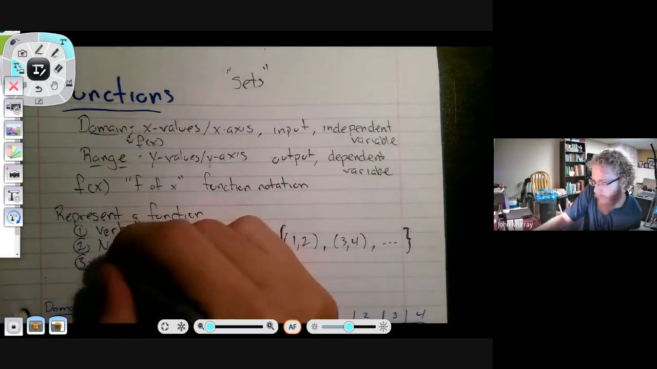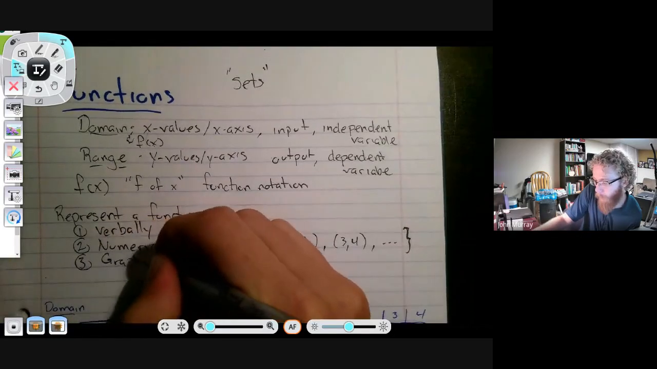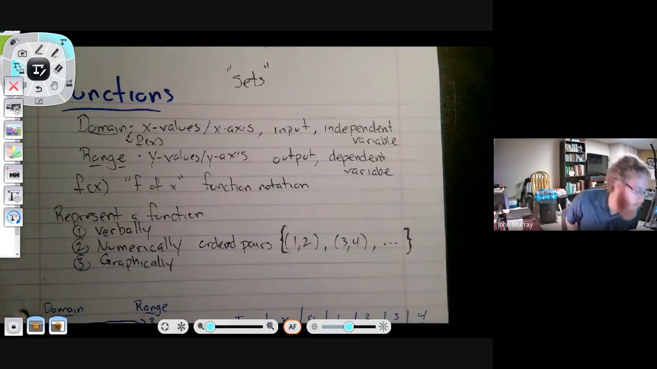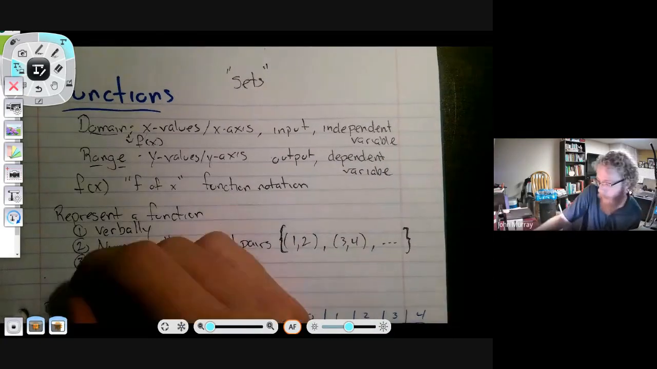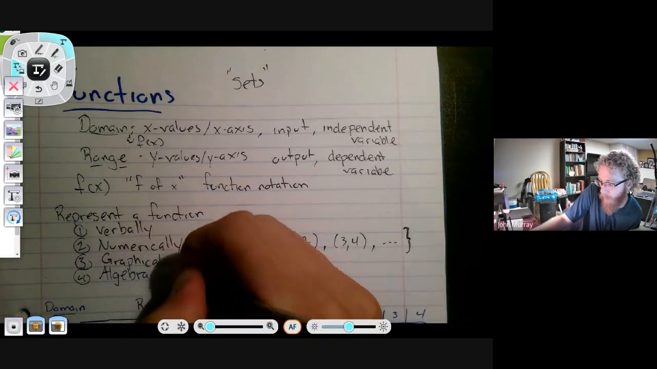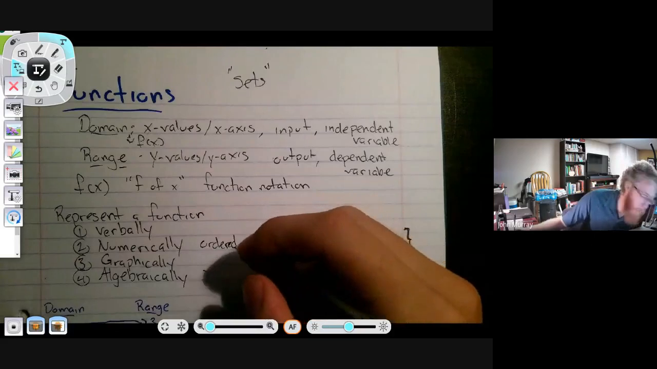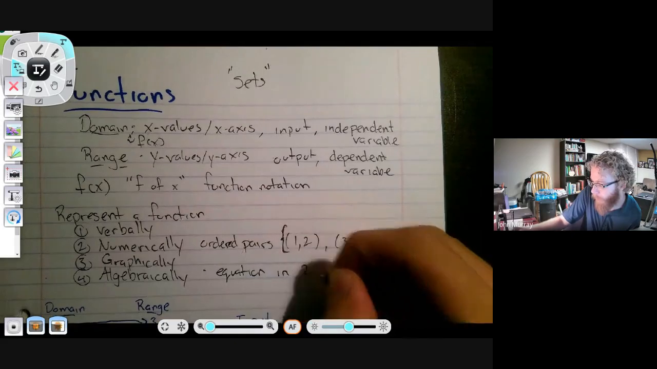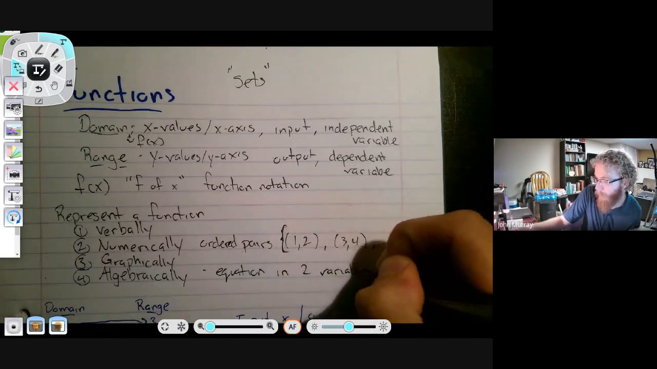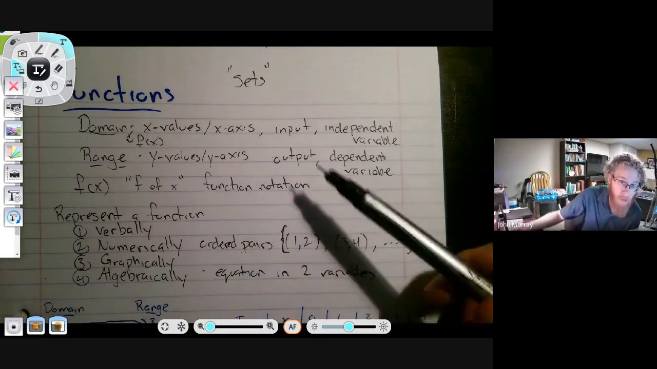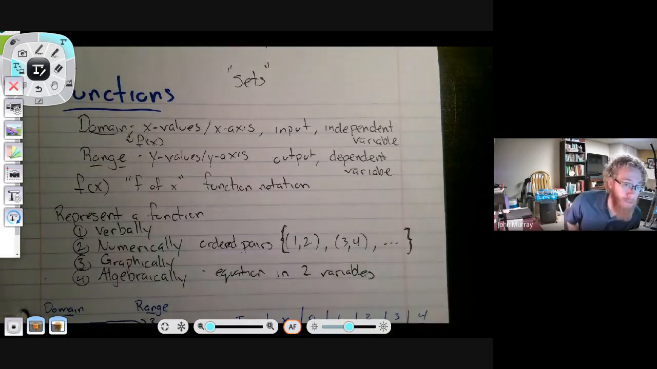We can represent them on a graph, on the coordinate plane, right? And that would be our x-axis and y-axis, okay? And then we could do it algebraically. Algebraically is when we have an equation with two variables, right? So x and y, x values and y values.